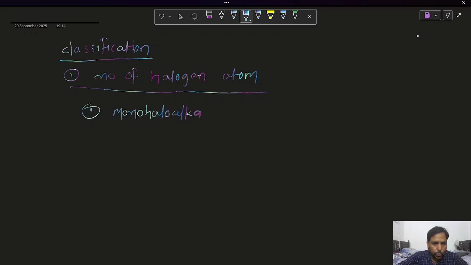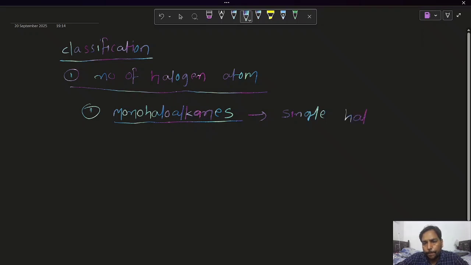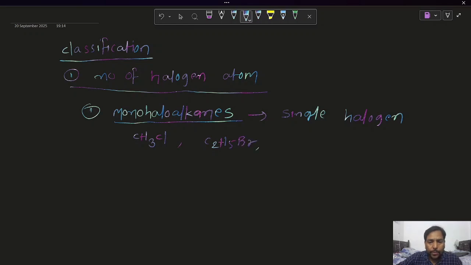Monohaloalkanes. As the name suggests, what do you mean by monohaloalkanes? You know, the haloalkanes having a single halogen, like methyl chloride, C2H5Br, ethyl bromide, C3H7I, propyl iodide, etc.